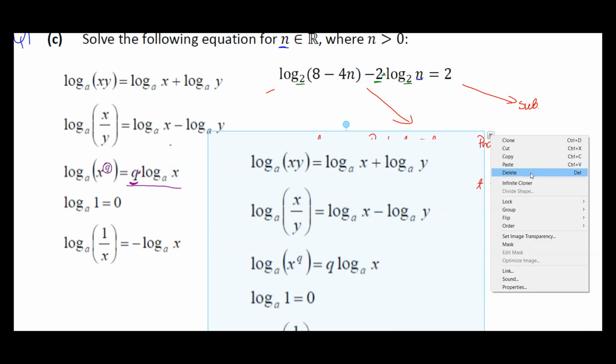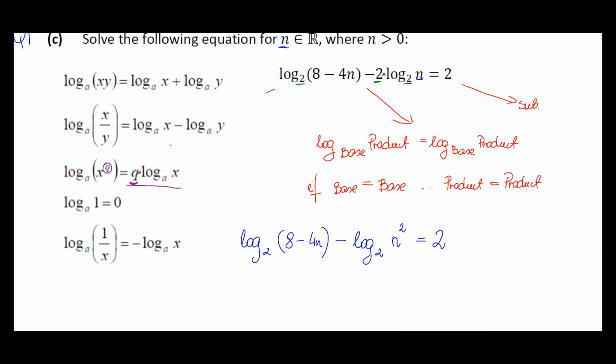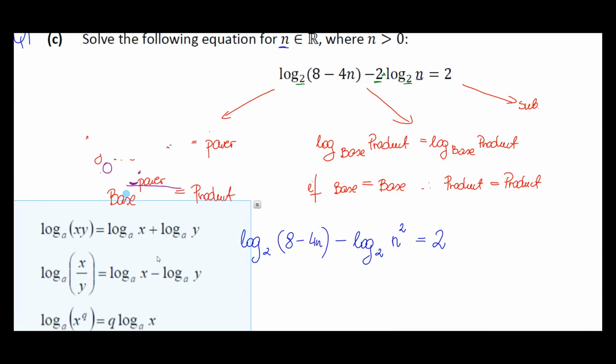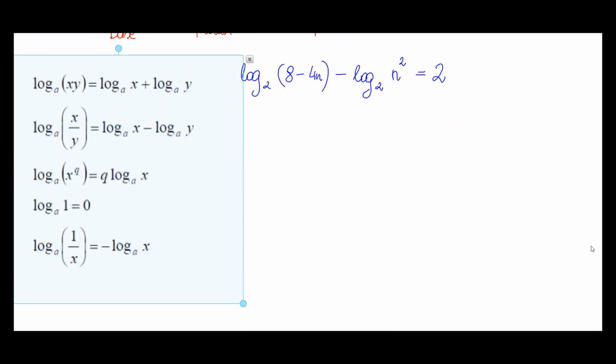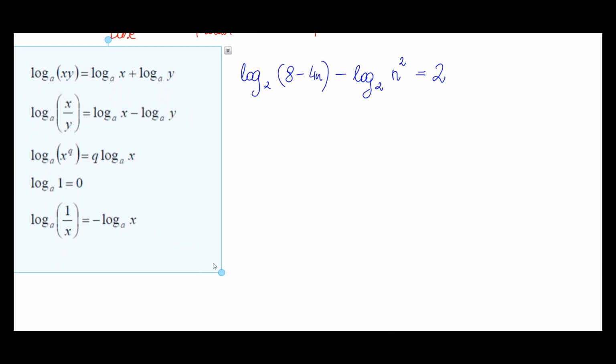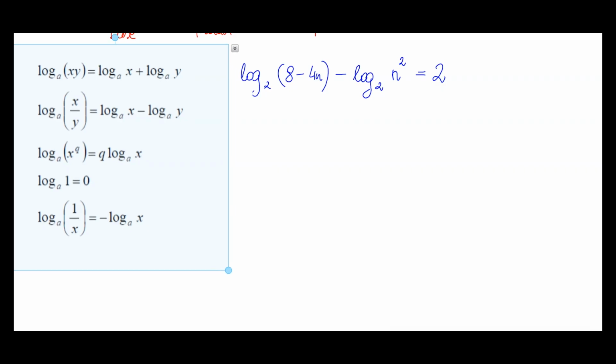Bit of confusion. Let's delete that. Okay, so now I can use that second formula here. So again, how does that formula work? My A is 2. So now I'm going to have A. So I'm writing instead of 2 logs, 1 log. And that A, that base is my 2.